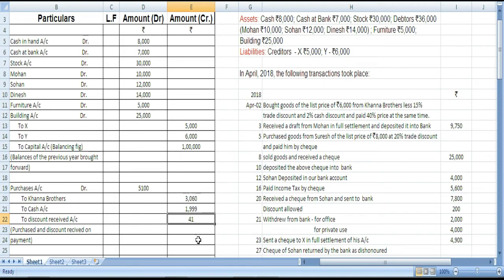But if some part like 1/3, 2/3, 40%, 60%, 75% cash is paid, we will find out how much cash is paid and then put the discount on that amount. So, here the narration is purchased and discount received on payment.